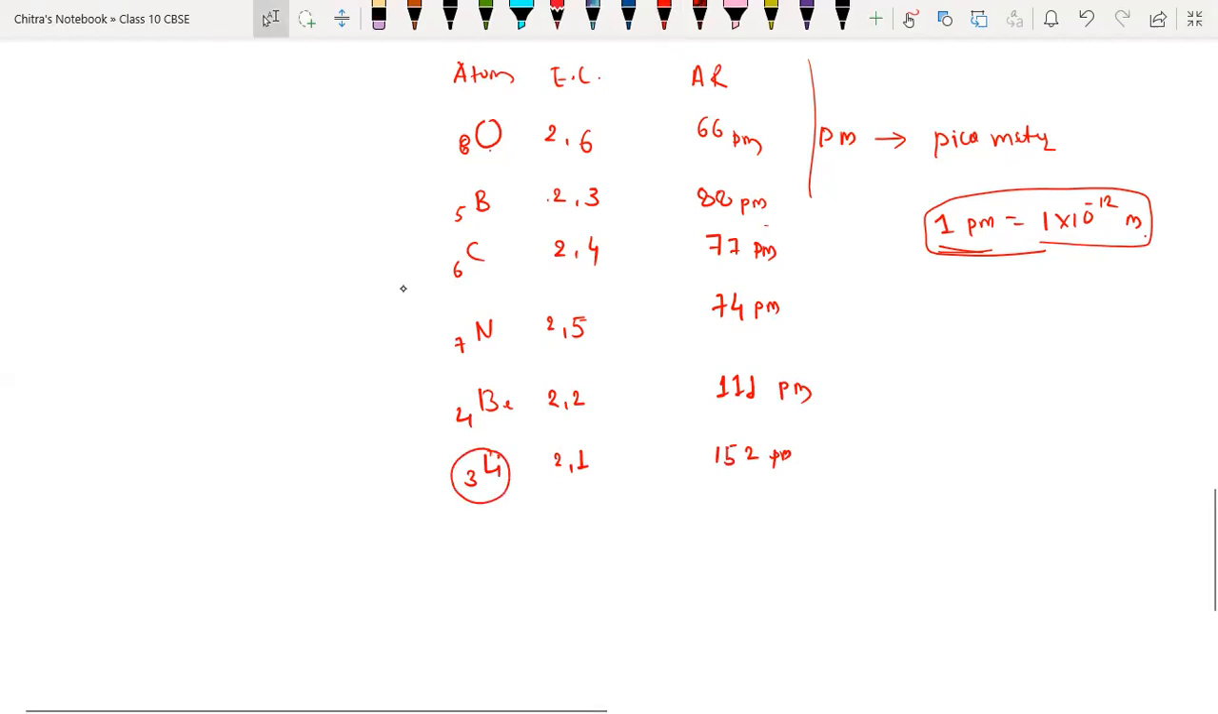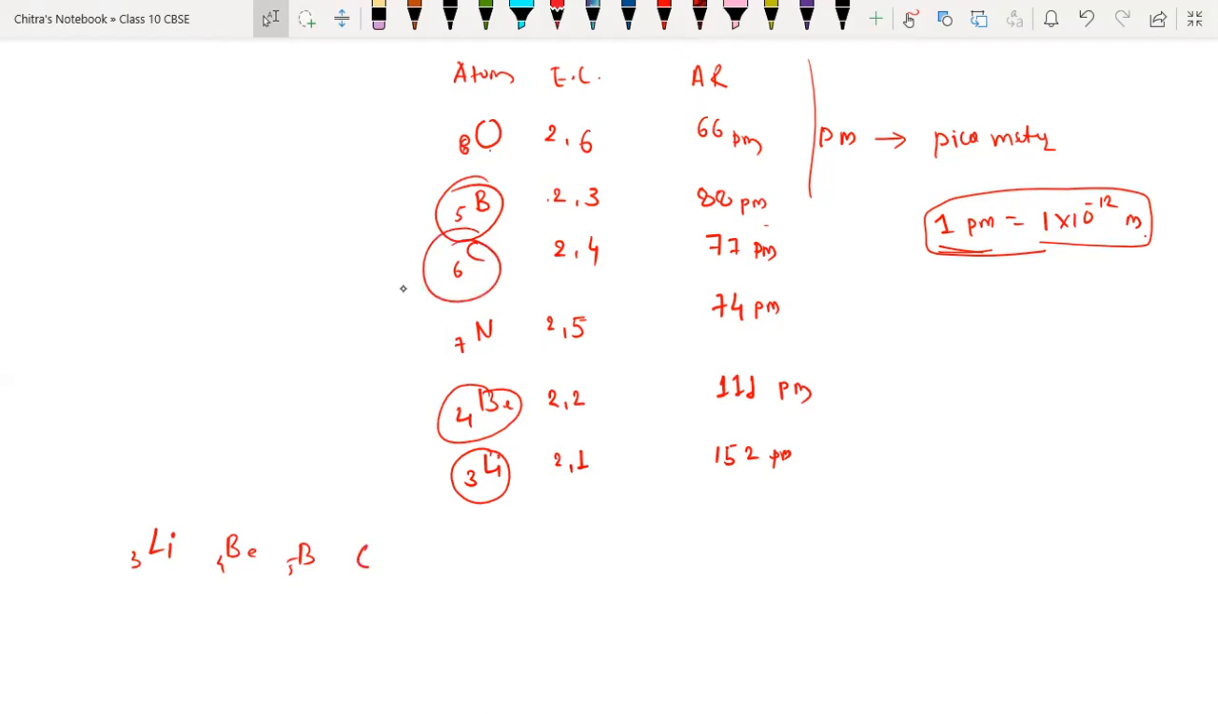See here, lithium will come first. Here we have lithium. After lithium we have beryllium, so I'm writing here beryllium. After beryllium we have boron, so I'm writing here boron. It's 3 here, 4, 5. After boron we have carbon, so I'm writing here carbon 6. Then we have nitrogen, and then oxygen.